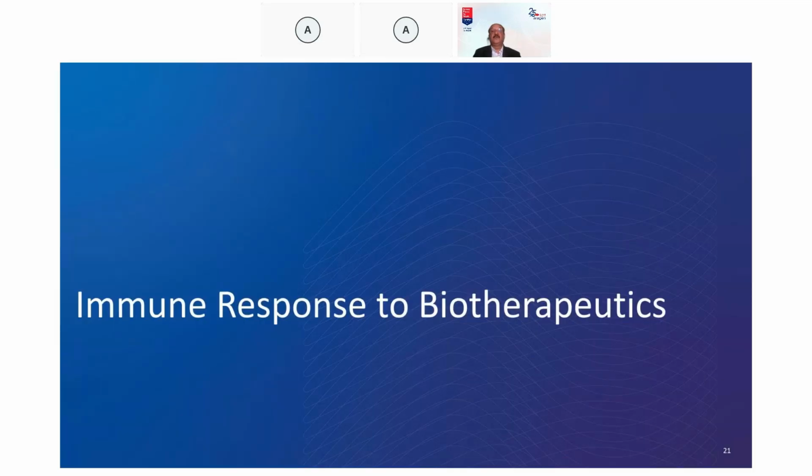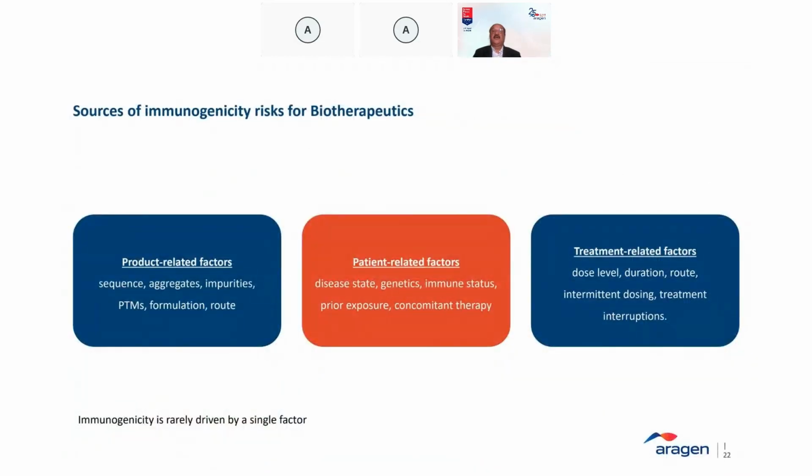Now we will move to the immune response to biotherapeutics. The source of immunogenicity risk of biotherapeutics is not single. It can be product related: the sequence, aggregates, impurities, post-translational modifications, formulations, or route of administration. It can be patient related: the disease state of the patient, their genetic makeup, their immune status, their prior exposure, and concomitant therapy. And these factors all have to be considered when we do immunogenicity assessment for biotherapeutics.